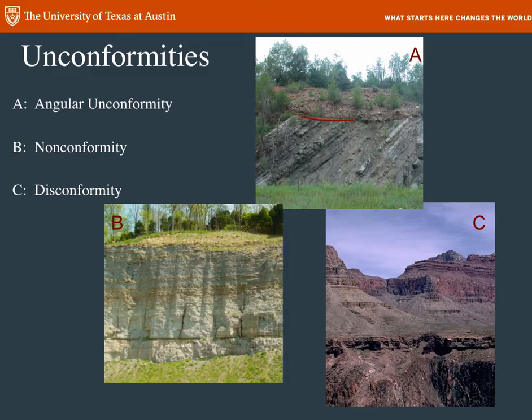In B here, we have a picture of a nonconformity. In this case, just looking at it looks like a regular sedimentary sequence, layers upon layers upon layers. But if you get up close and you look at the fossils, you'd find here that there's missing time, that millions perhaps of years are gone from the geologic record, and that's a nonconformity. And then a disconformity happens when you have sedimentary rocks on top of another kind of rock, in this case metamorphic rocks underneath at the bottom of the Grand Canyon. All of these represent some time where the rock was exposed at the surface and erosion was happening instead of deposition, and so time is missing.